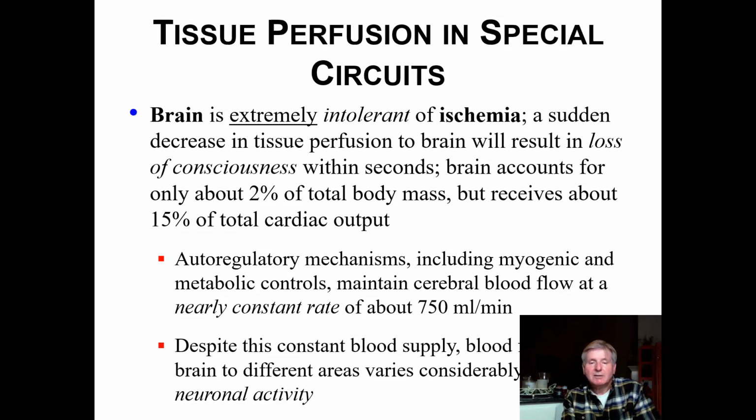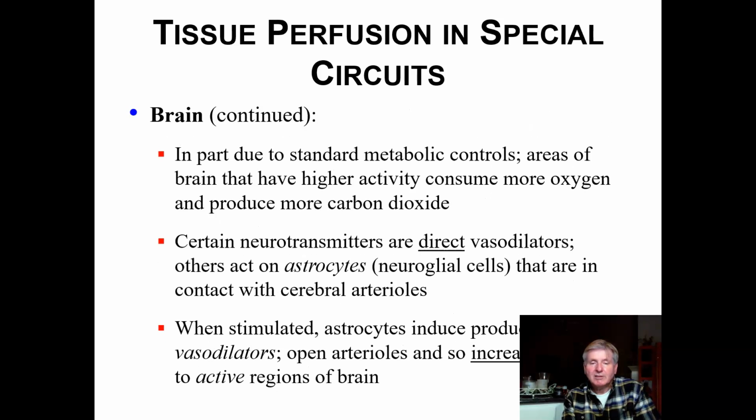Even though you have a constant blood supply, your blood flow within the brain to the different areas will vary considerably with neuronal activity. In part due to the standard metabolic controls, brain areas with higher activity will consume more oxygen and produce more CO2. Also, certain neurotransmitters are direct vasodilators. Others can act on astrocytes, the neuroglial cells in contact with the cerebral arterioles. When stimulated, the astrocytes induce production of vasodilators, and that opens up the arterioles, and thus increases tissue perfusion to those active regions of the brain.